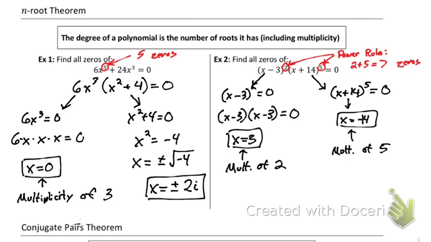There's five of those. x plus 14 times x plus 14 times x plus 14 times x plus 14 times x plus 14. There, I got it, five times. All right, that's how we determine how many zeros there are. We're going to use those in just a little bit.